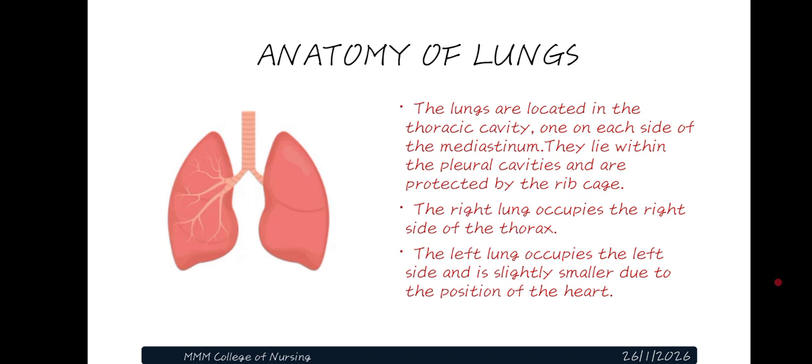Anatomy of lungs. The lungs are located in the thoracic cavity, one on each side of the mediastinum. They lie within the pleural cavities and are protected by the rib cage. The right lung occupies the right side of the thorax. The left lung occupies the left side and is slightly smaller due to the position of the heart.